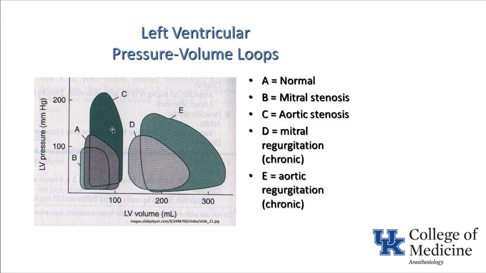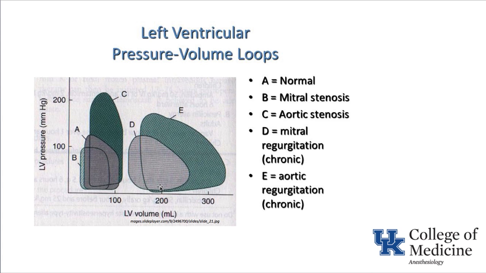C represents aortic stenosis. The left ventricle has to generate huge pressures inside to get the blood out through that small orifice, and so the height of this pressure volume curve goes up. So this tall, relatively narrow curve is aortic stenosis. And then if you look at D and E, you see these huge volume hearts, where E represents chronic aortic regurgitation, as opposed to D, which represents chronic mitral regurgitation, both dilated hearts.